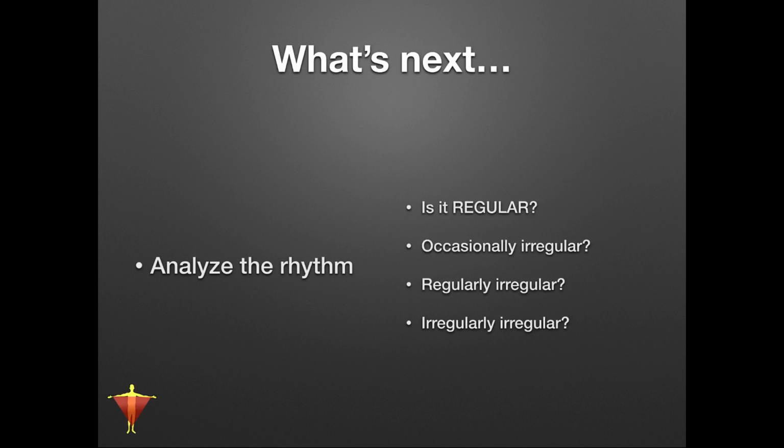Is it regularly irregular? Can we palpate the pulse or look at the EKG strip and say, that's odd, every three beats I'm feeling an extra beat, or every 3 beats I miss a beat and then it picks right back up, something like that? Or is it irregularly irregular? Is it just kind of random? Can't really put a rhythm to it.